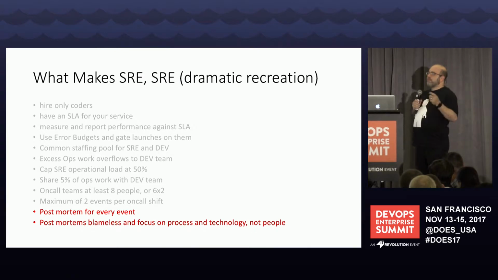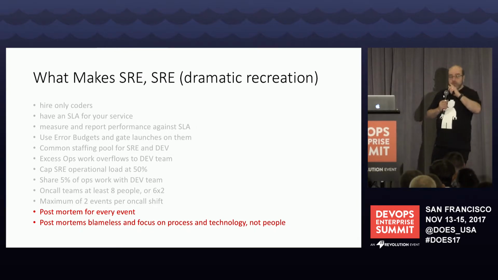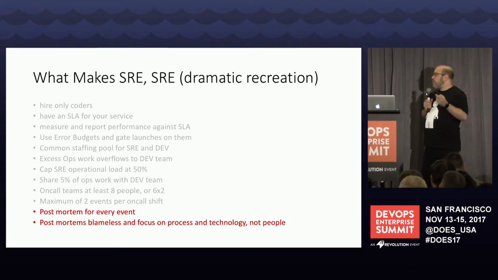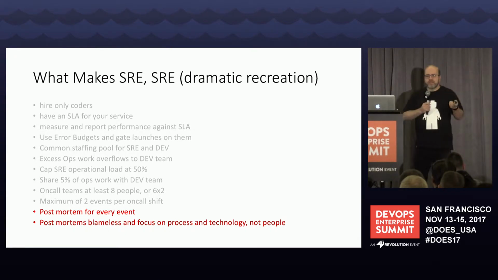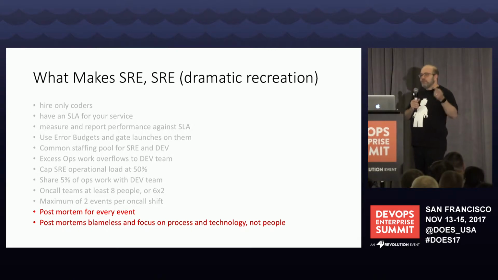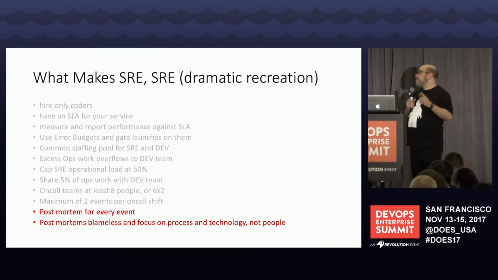Another feedback loop that got picked up by the DevOps movement that thrills me no end is this one down here, which says that there should be a postmortem for every significant event. We don't mean your kid's birthday or Valentine's Day, but there should be some sort of postmortem. Postmortems need to be blameless.